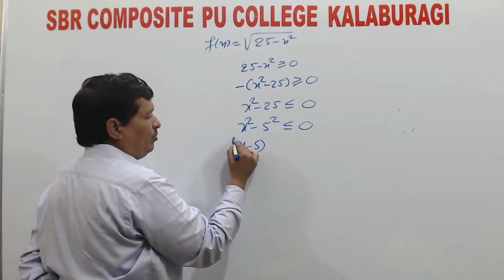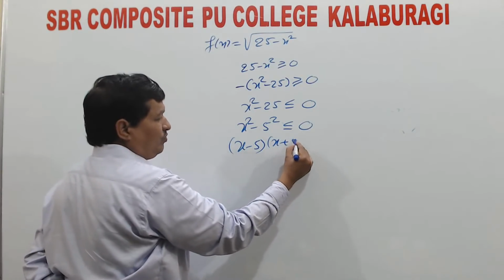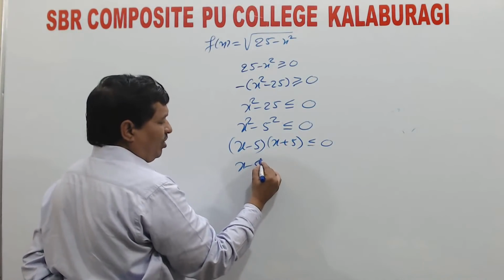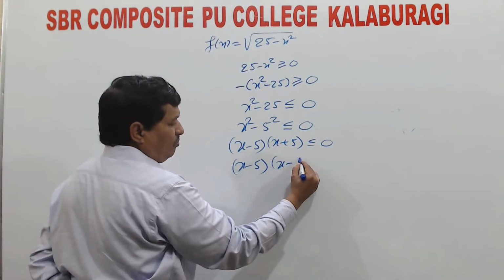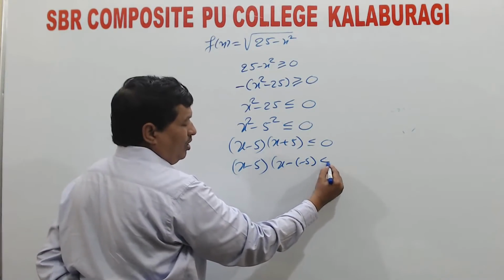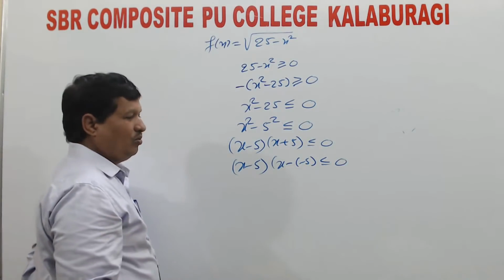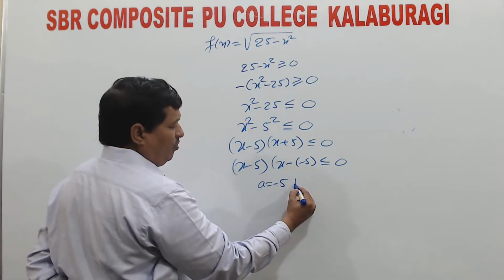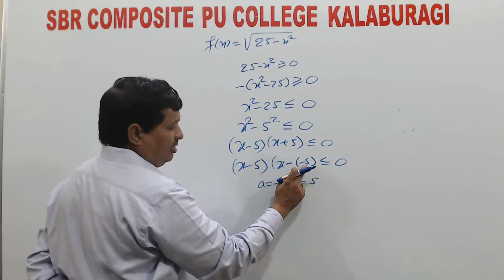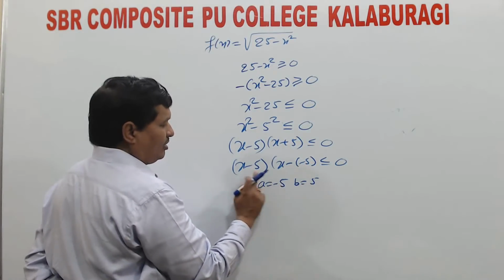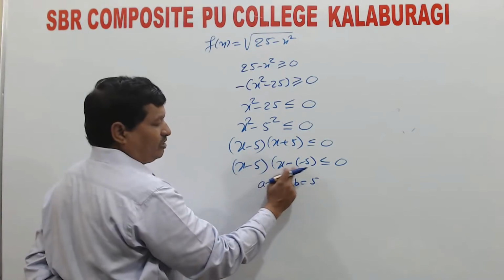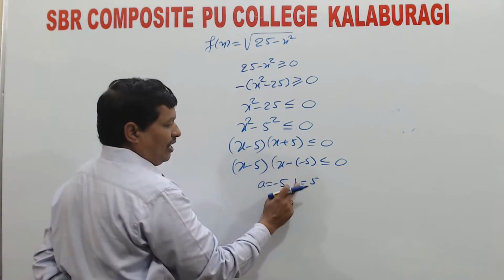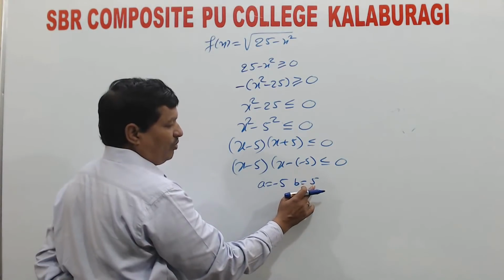Using a square minus b square, (x minus 5)(x plus 5) less than or equal to 0. So (x minus 5) into (x minus of minus 5) less than or equal to 0. Okay. Again here a equal to minus 5, b equal to 5. Which one is the smallest? That you have to take as a and the largest value you have to take as b, because it is (x minus a) into (x minus b). Here it should be minus only. If it is positive, directly you cannot take b as 5.